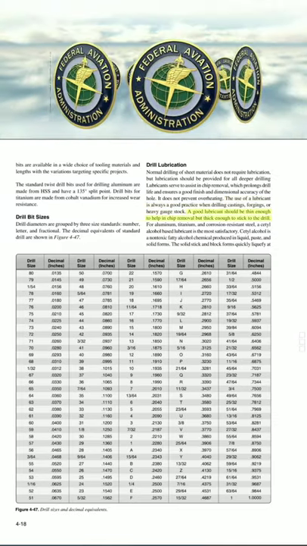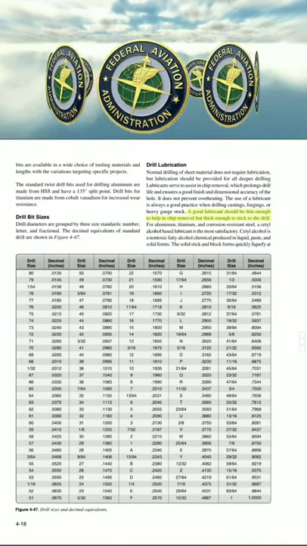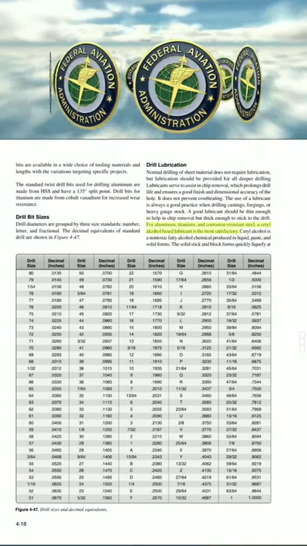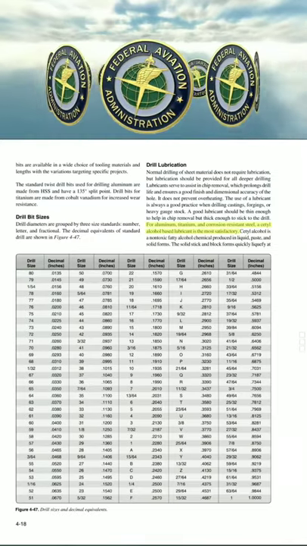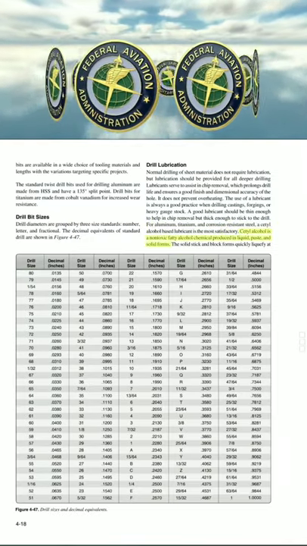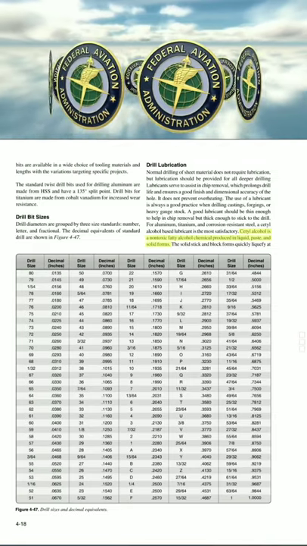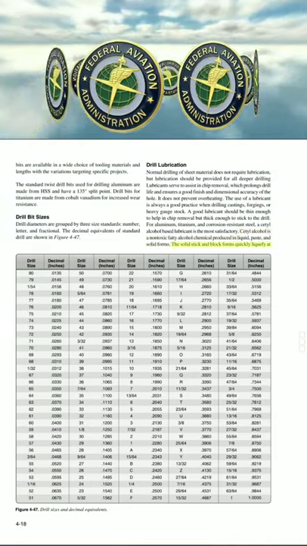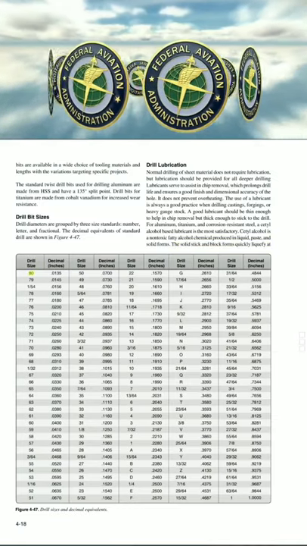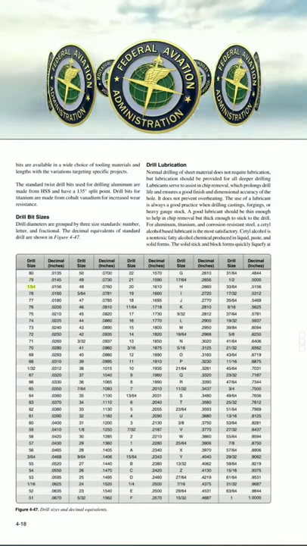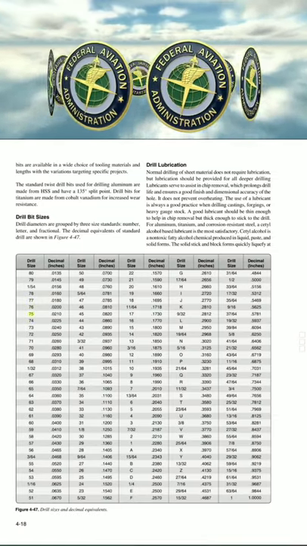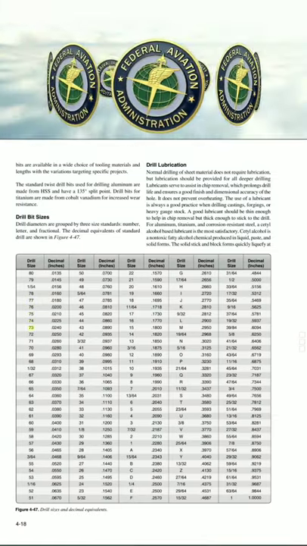A good lubricant should be thin enough to help in chip removal, but thick enough to stick to the drill. For aluminum, titanium, and corrosion-resistant steel, acetyl alcohol-based lubricant is the most satisfactory. Acetyl alcohol is a non-toxic fatty alcohol chemical produced in liquid, paste, and solid forms. The solid stick and block forms quickly liquefy.